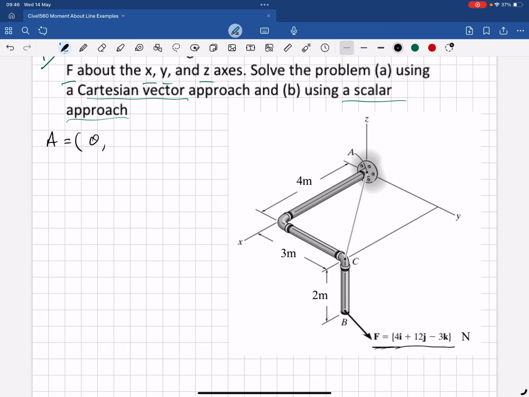So A is, well, 0, 0, 0, it's the origin. B is, we look at the diagram, X is 4, Y is 3, and Z is -2. Remember to get these signs right. Getting these 3 coordinates is key to getting anything right in this question. So C is 4, 3, 0. It's in the XY plane.